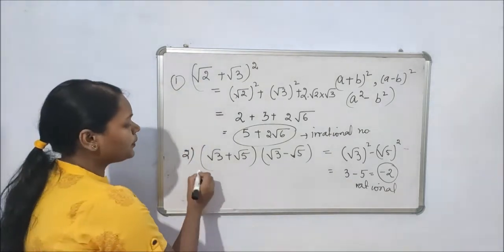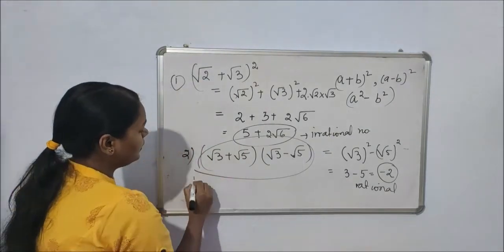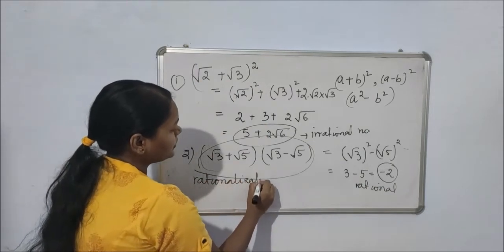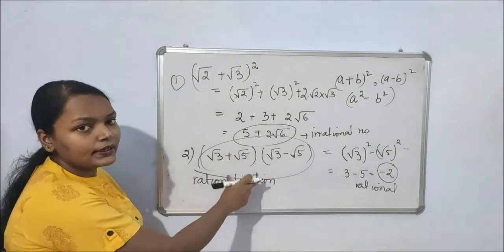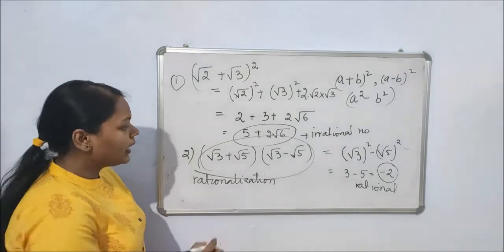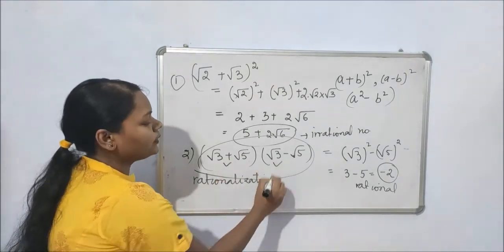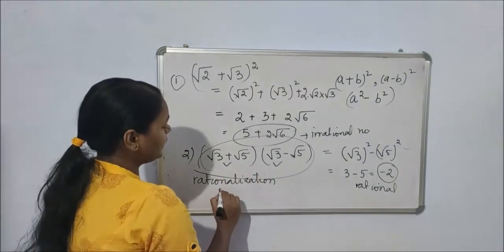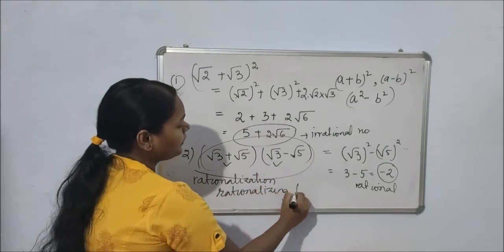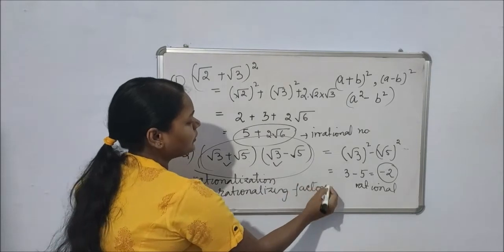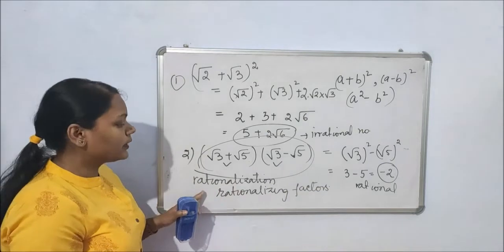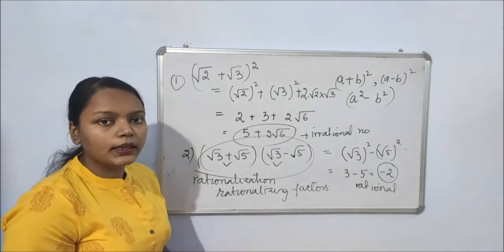Fine. So this process is called rationalization. That means you are turning irrational into rational. That's why this process is called rationalization. And these two factors will be called rationalizing factors. We will build on this concept in the next lecture. What is rationalizing? What is rationalization? We will study more in the next lecture.